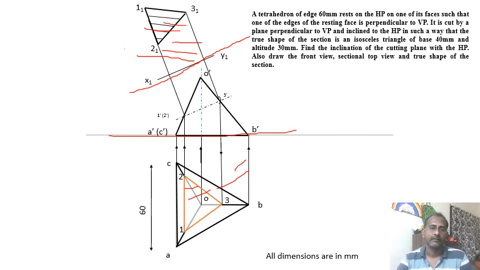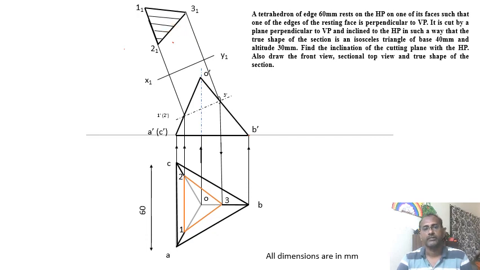The final shape we have got in section of solids, indirect problem, a special case where the true shape of the section is given. From that we are trying to complete the problem. So I hope you understand this. The same way you try to solve some other indirect problems in your tutorial number 8.